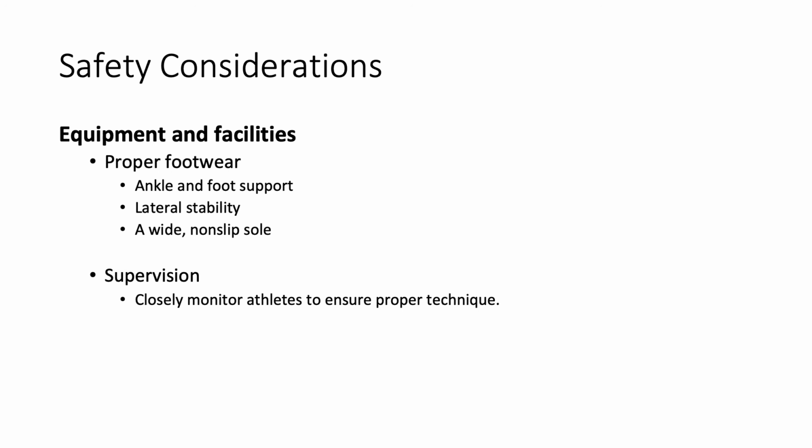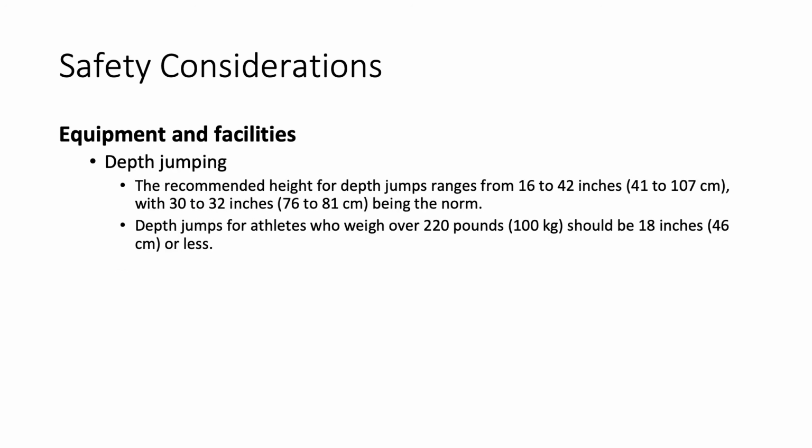So we just went over some safety considerations for plyometric exercise such as equipment, landing surface, footwear, strength, balance, and physical characteristics. The last safety consideration is supervising, where you want to closely monitor athletes to ensure proper technique. The last thing we'll talk about is depth jumping.